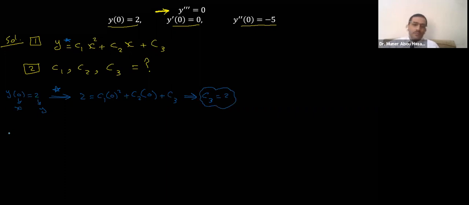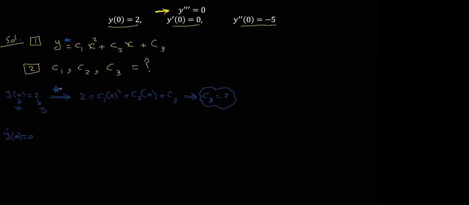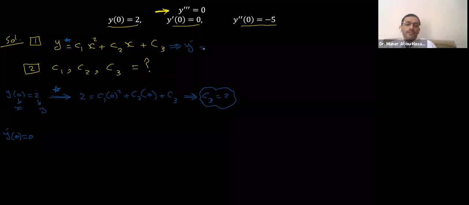Now, the second condition, y prime of 0 equals 0. But unfortunately, I don't have y prime. From where can I find y prime? Can anyone tell? From y. Differentiate this. So from this, you can find y prime, and differentiating gives 2 C1x plus C2.